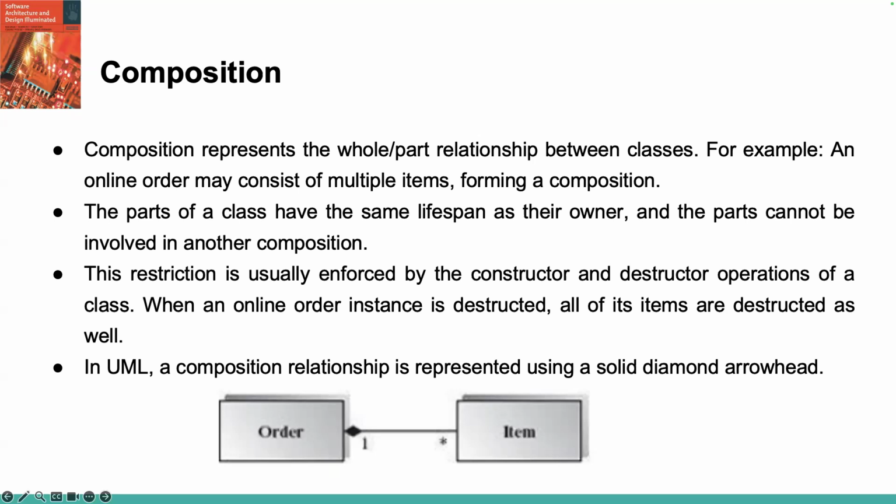This restriction ensures that when the owner class is destroyed, all of its associated parts are destroyed as well. For instance, when an online order is deleted, all the items associated with that order are also deleted. The behavior is typically controlled by the constructor and destructor operations of the class. In UML, composition is represented by a solid diamond arrowhead pointing from the whole class to the part class. In the diagram shown, the order class contains items in a one-to-many relationship.